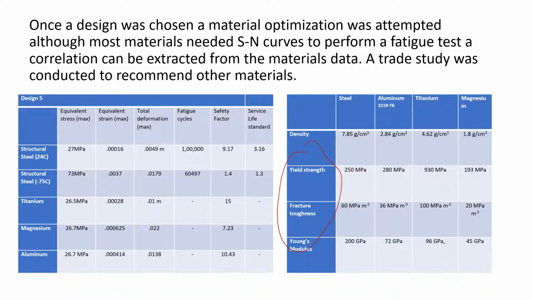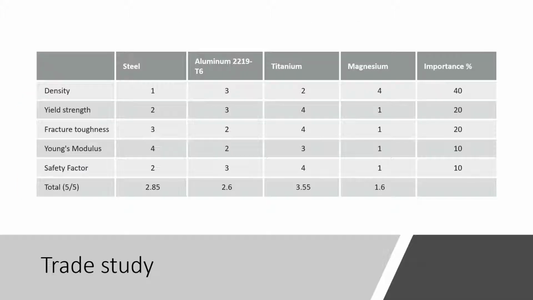Yield strength and fracture toughness can tell us a little bit more about the fatigue life of the material, and that's something we focused on when doing our trade study. So this is the grading system I gave for this trade study. We have steel, aluminum, titanium, magnesium. On the right side, I put the level of importance. Density, which correlates to weight, was very important, 40%. Together, yield strength and fracture toughness yield the other 40%. This is an indication for the fatigue life. Young's modulus and the safety factor are obviously two important things, but not nearly as important as these other three parameters.